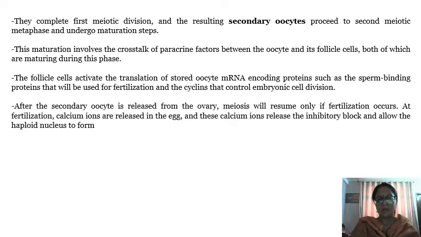After the secondary oocyte is released from the ovary, meiosis will resume only if fertilization occurs. At fertilization, calcium ions are released in the egg, and these calcium ions release the inhibitory block and allow the haploid nucleus to form. In further videos, I will be explaining how calcium ions play a very important role. When we do fertilization, we will see that calcium ions play a very important role in preventing polyspermy.